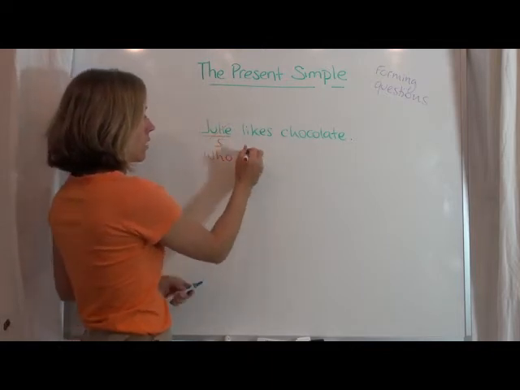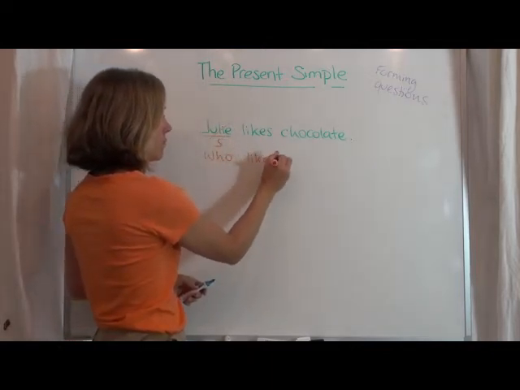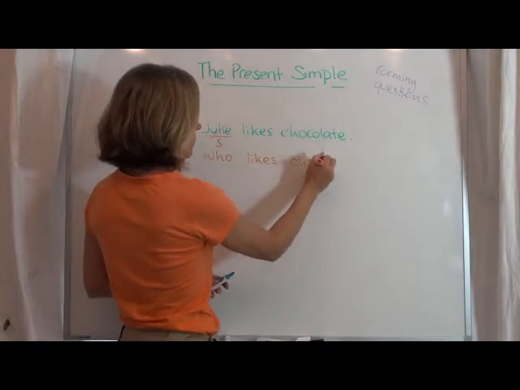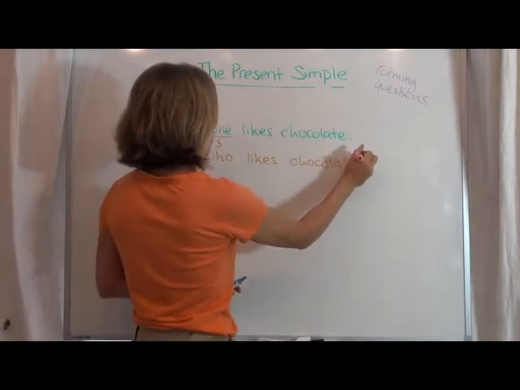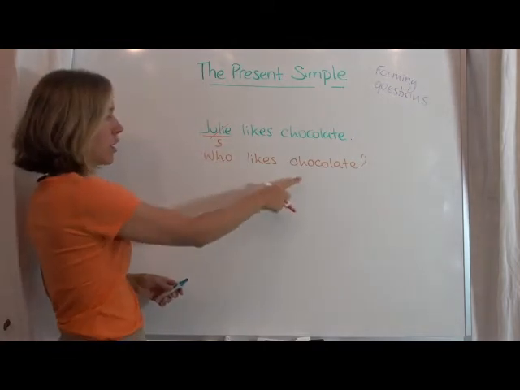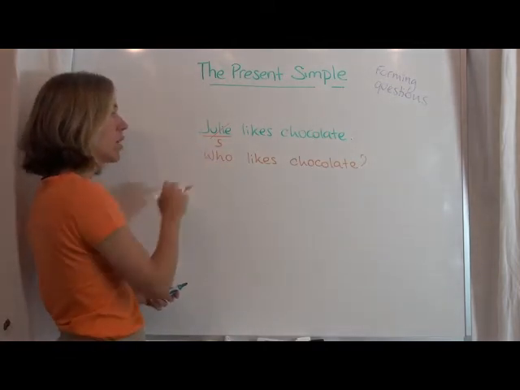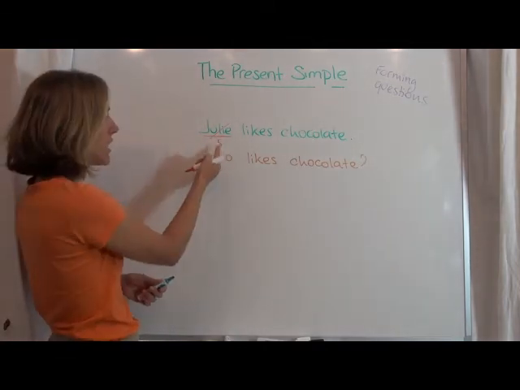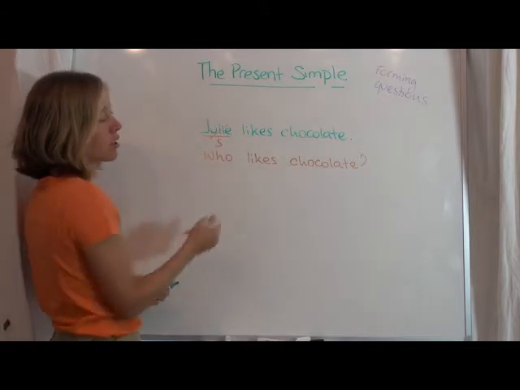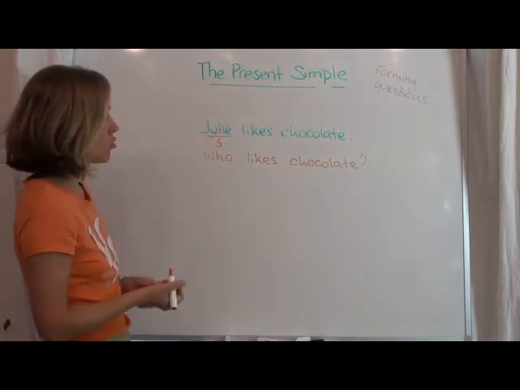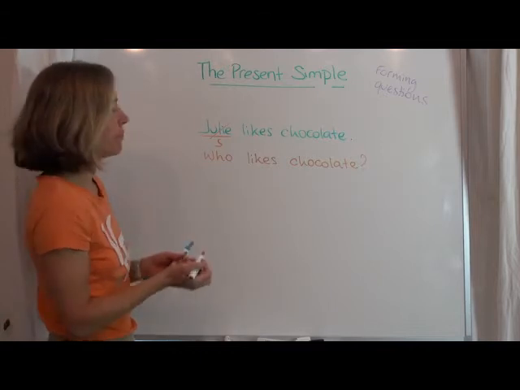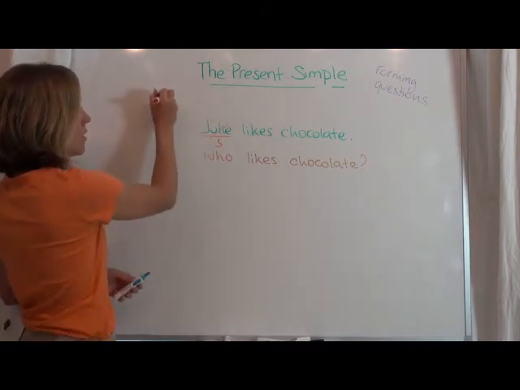Après on rajoute likes et chocolate. Julie likes chocolate. La question c'est who likes chocolate. On veut savoir qui aime le chocolat. Who likes chocolate? The answer is Julie. Julie likes chocolate. This is a subject question.